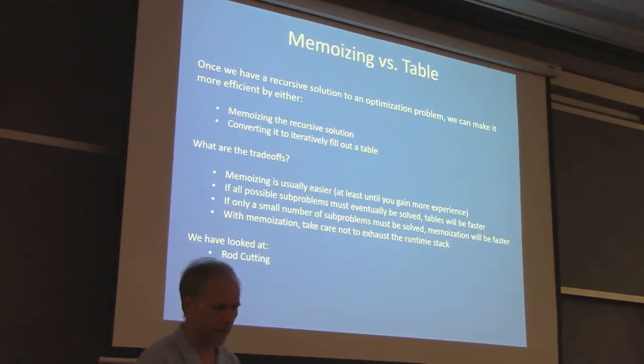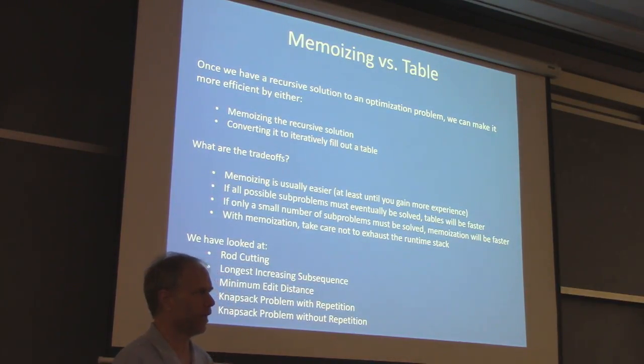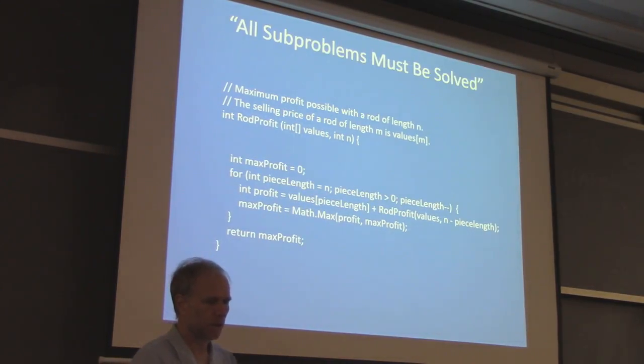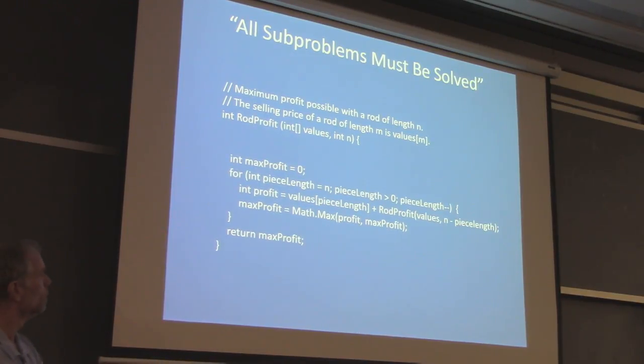So we've looked at a bunch of examples here. Let's think about them in terms of these ideas right here. So this was the rod profit, the very first one we looked at. Must all subproblems be solved?